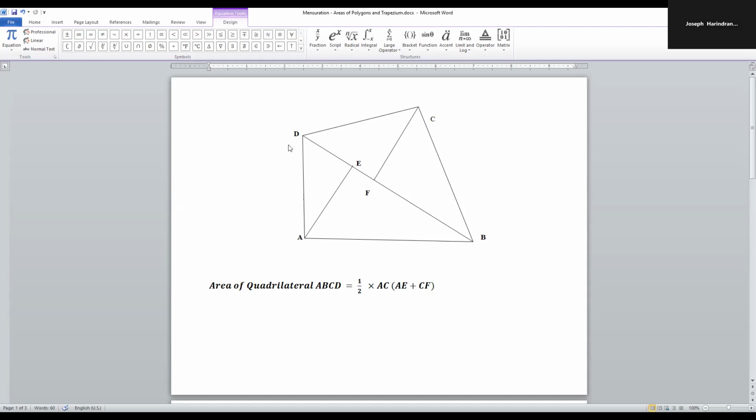What are the 2 triangles in this quadrilateral now? The triangle ABD, and another triangle BCD or CBD. ABD and CBD are the 2 triangles. The base of each of these triangles is BD. It's a common base here.